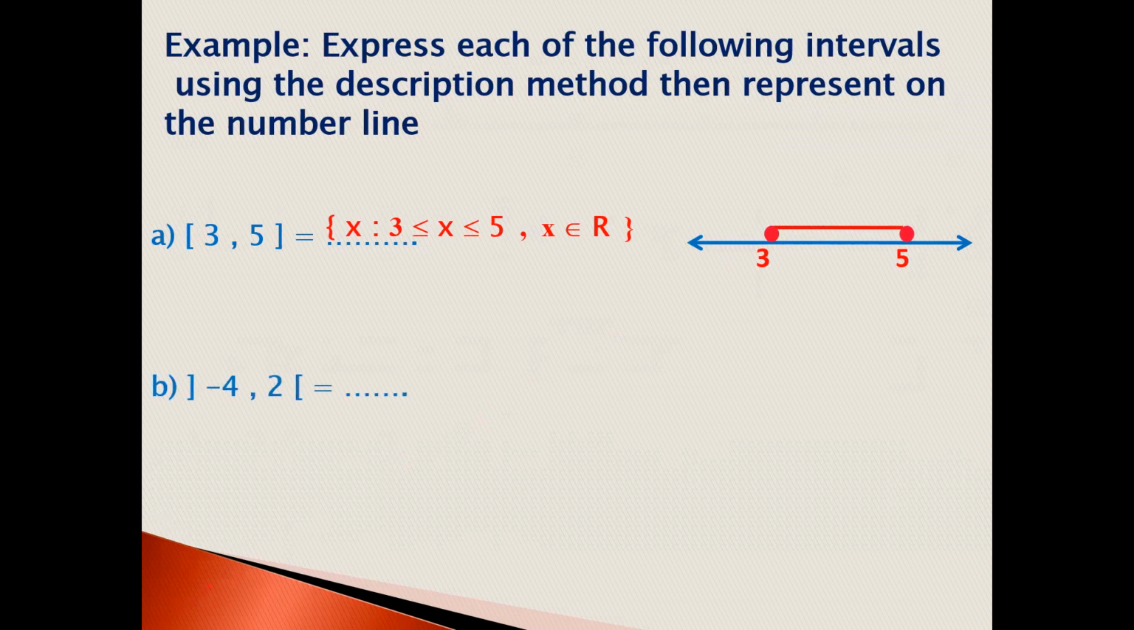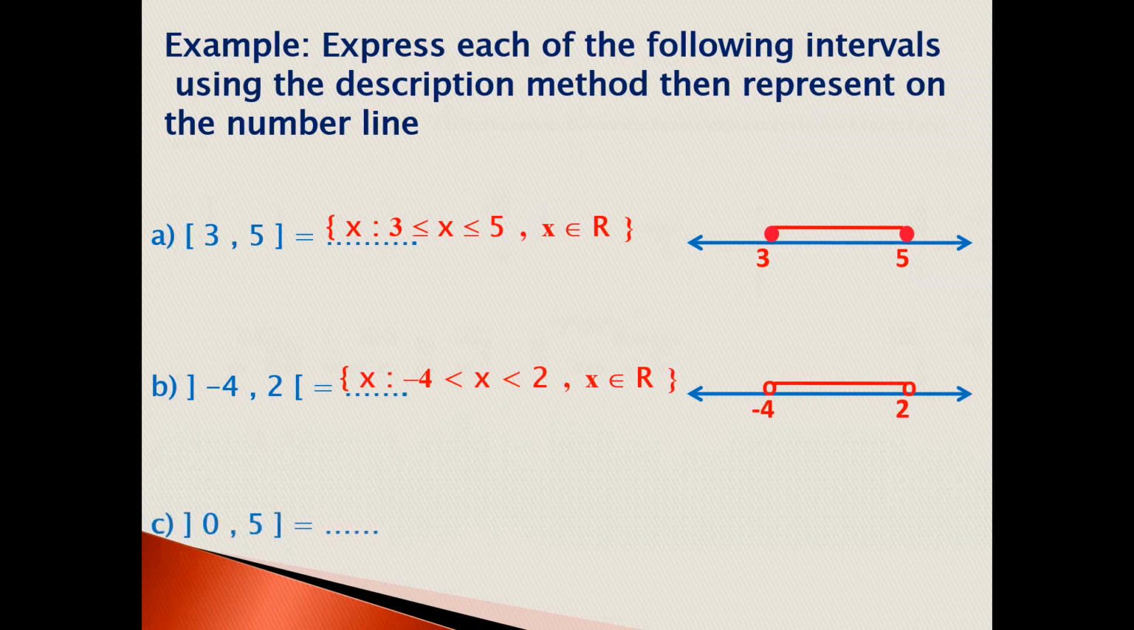Next, negative 4 and 2. Negative 4 open and 2 open. So negative 4 is not included, 2 is not included. So it will be the set of x such that x belongs to R, x more than negative 4 and less than 2, only without "or equal" because they are open intervals. I put it on the number line. I determine negative 4, determine 2, open negative 4, open 2, and join between them.